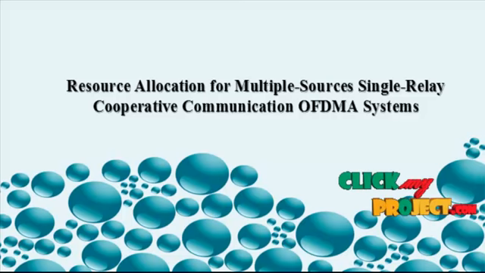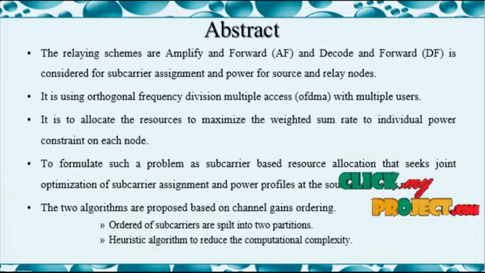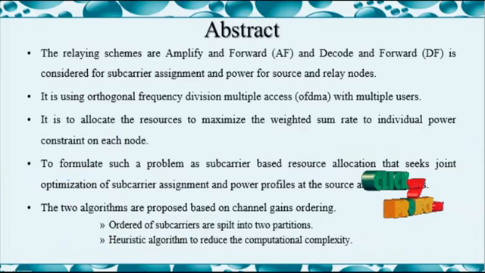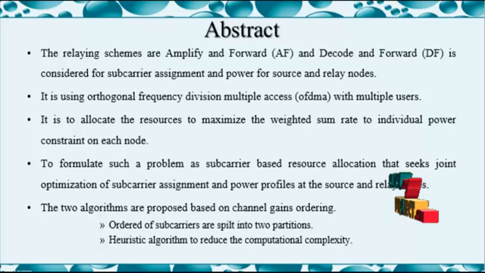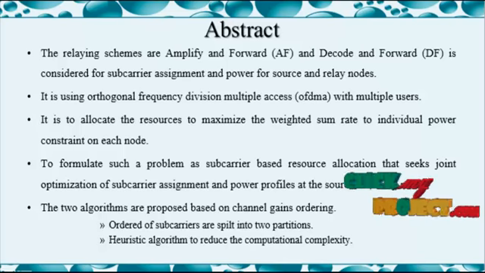Let us discuss the resource allocation for multiple sources, single relay cooperative communications, or FDMA systems. Let us discuss the abstract of the project. Joint allocation of resources, namely subcarrier assignment and power profiles at the source and relay nodes, is considered for both relaying schemes, that is AF and DF. So, it is amplify and forward, decode and forward.